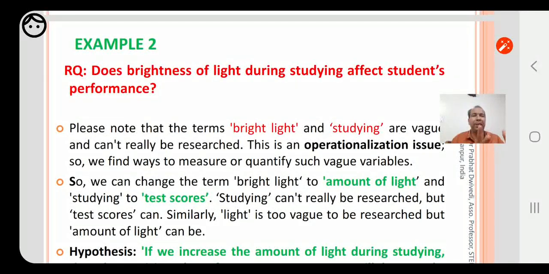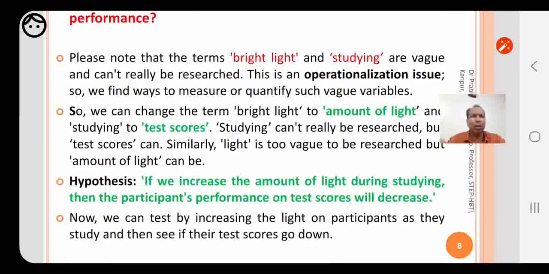Now the variables are measurable, which can be tested sufficiently. So now we can formulate the hypothesis this way: if we increase the amount of light during studying, pay attention to it, if we increase the amount of light during studying, then the participants' performance on test scores will decrease. If, then. This is how we can formulate a hypothesis.